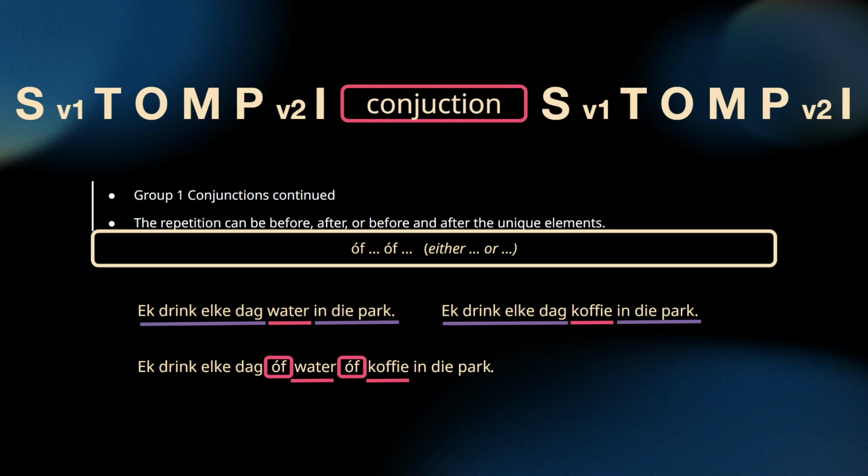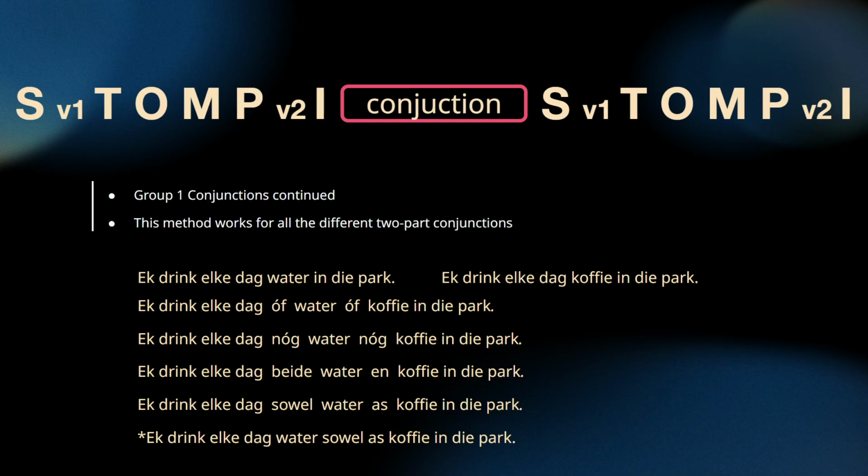So firstly, I make sure that my two-part conjunctions are attached to my two unique elements and they are placed together: "of water of koffie", either water or coffee. "Ek drink elke dag" was the repeated element at the front of both of my sentences, so now in my answer statement, it's going to be only at the front. "In die park" was a repeated element at the back of both of my initial sentences, and now it's at the back of my final statement.